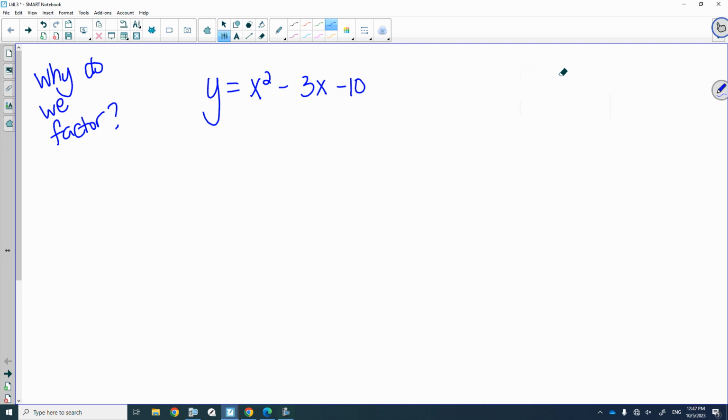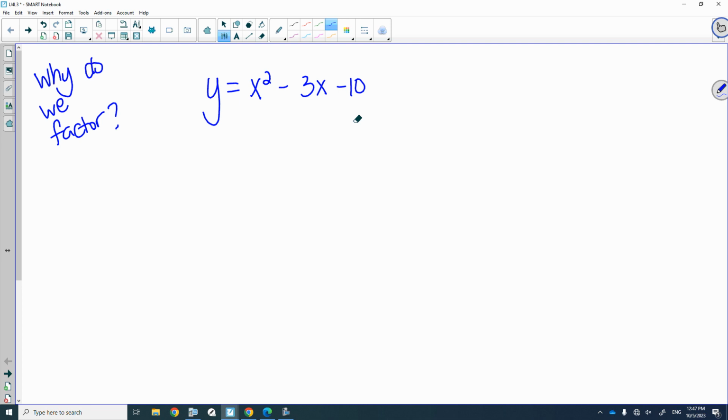So we'll do the second lesson, which is going to be the new factoring for 20-1, but I just want you to jot this down somewhere. Just write down why do we factor, and then I want you to write this quadratic from the last unit. So x squared minus 3x minus 10.